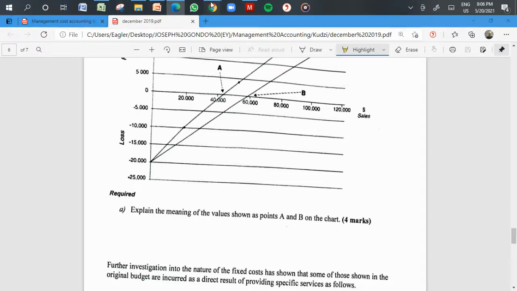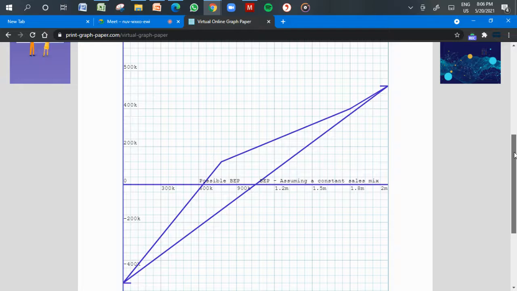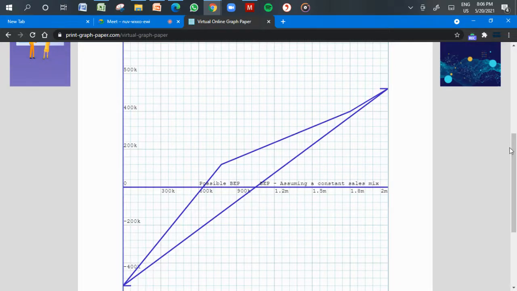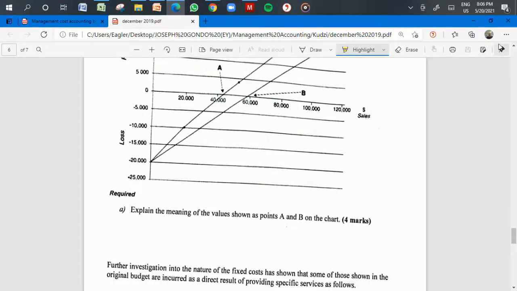I think that was quite clear on how I was constructing. It's highly unlikely that they will say construct, but if you know whatever is depicted on the chart, then you can answer the question.